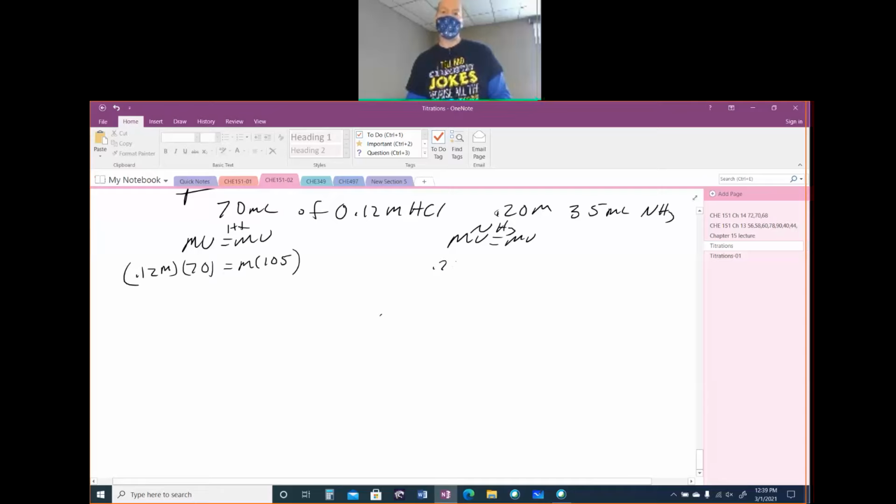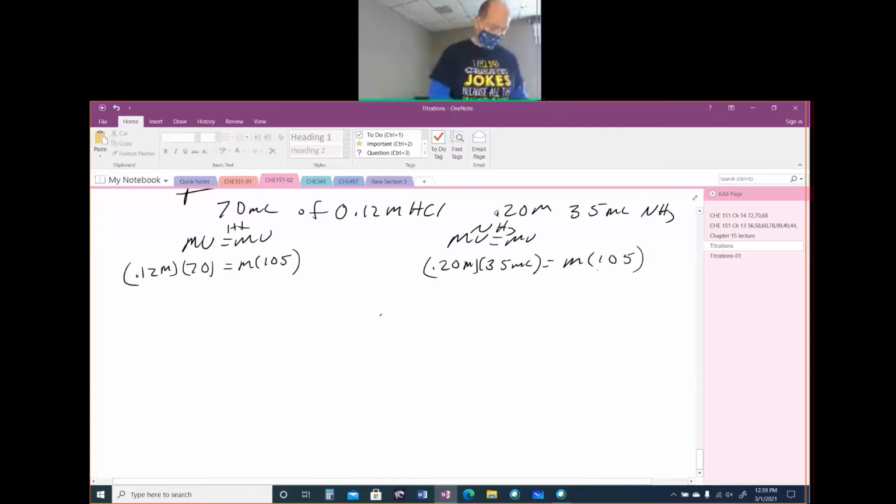Over here, we have 0.20 molar when the volume was 35 mils. What is the molarity now that we are at 105? So we need our new concentrations. 0.12 times 70 divided by 105, 0.08. And 0.2 times 35 divided by 105 is 0.06 repeating. That just keeps repeating the 6.